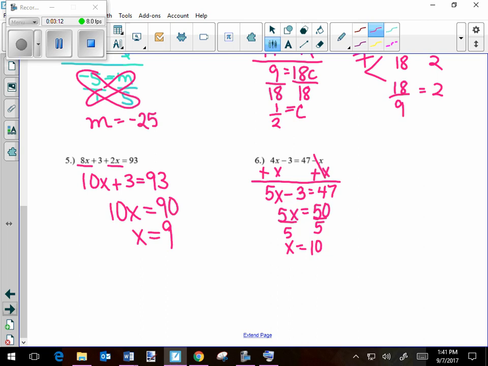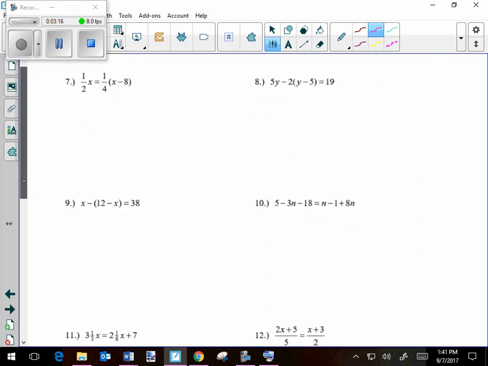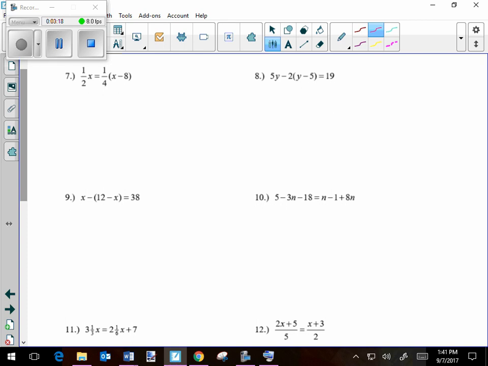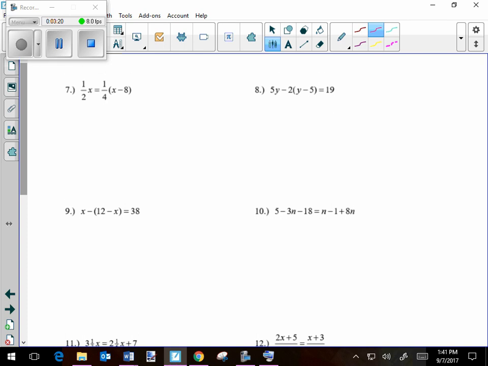I'm going to flip the paper over. I think it's going. There we go. And on to question 7. In question 7, one of the things that you can do is multiply through by the denominator, the least common denominator.